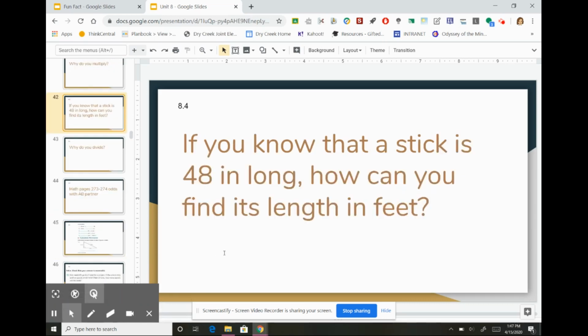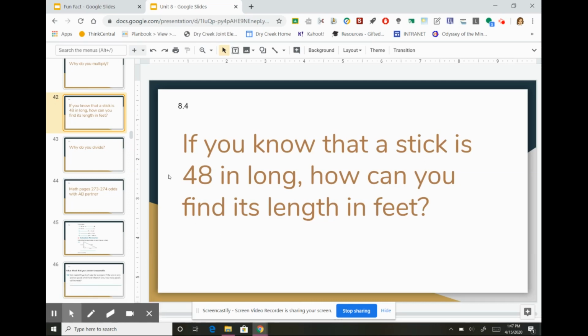Okay, here's our next problem. If you know that a stick is 48 inches long, how can you find its length in feet? So stop the video for a moment and see if you can figure out what we would need to do, multiply or divide. We have to do one or the other, and then we'll talk about it.